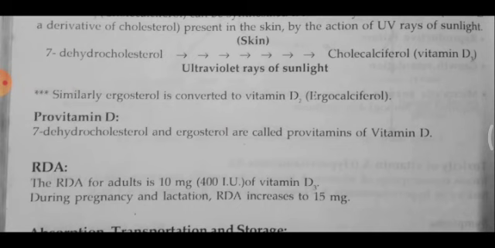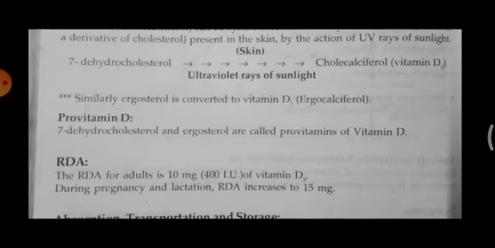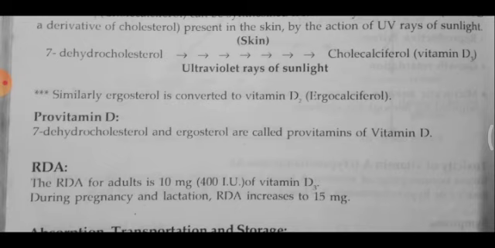Similarly, ergosterol is converted to vitamin D2. Provitamin D, the inactive form of vitamin D: 7-dehydrocholesterol and ergosterol are called provitamins of vitamin D. These are the two provitamin forms of vitamin D. The required dietary allowance per day of vitamin D in adults is 10 micrograms, that is 400 international units, whereas during pregnancy and lactation the RDA increases to 15 micrograms. So in special conditions it will be more than normal. This is about provitamin and RDA.